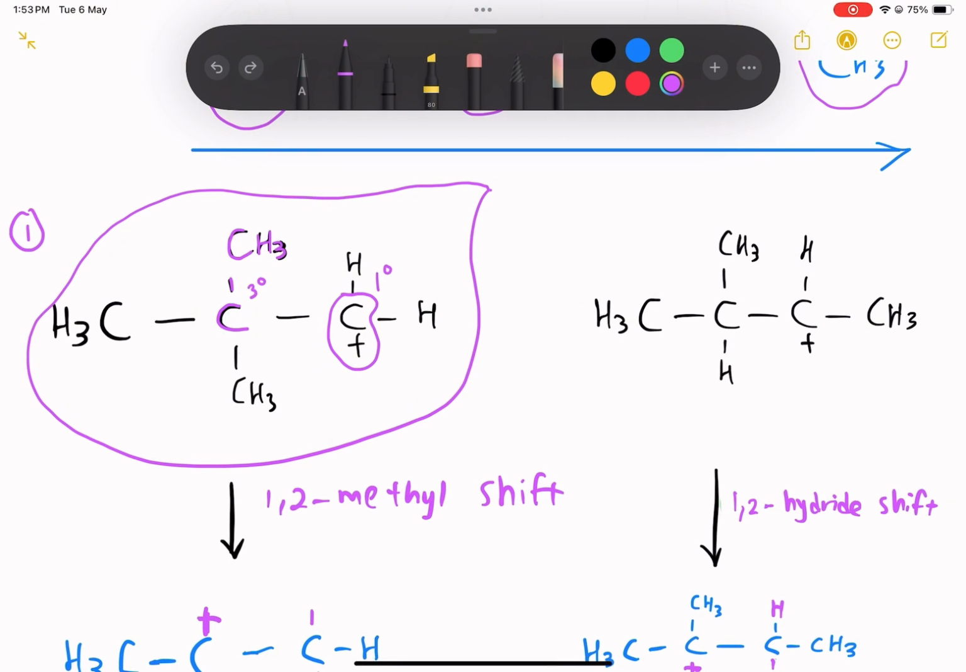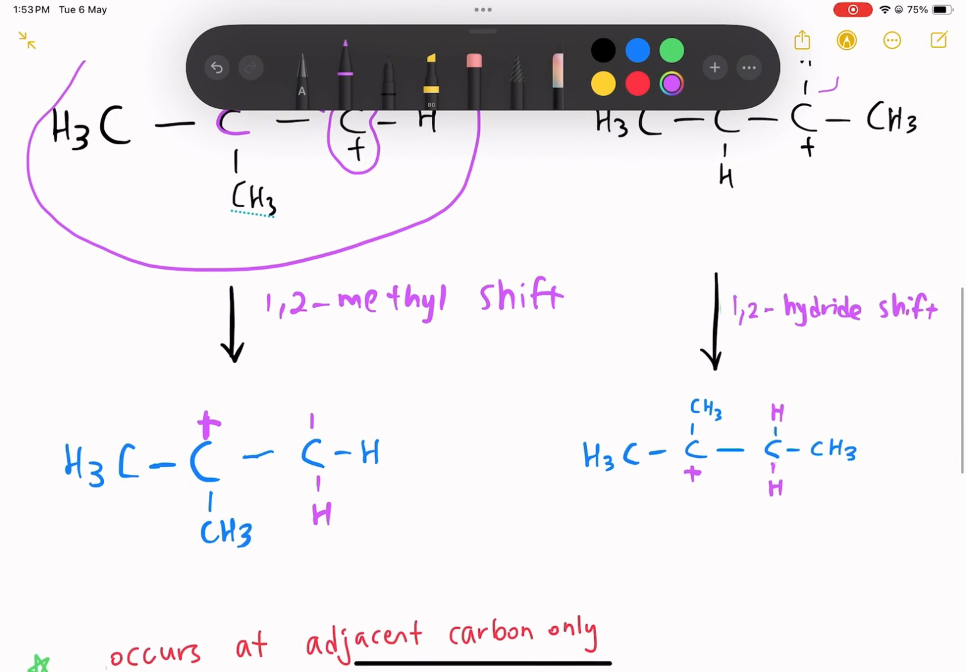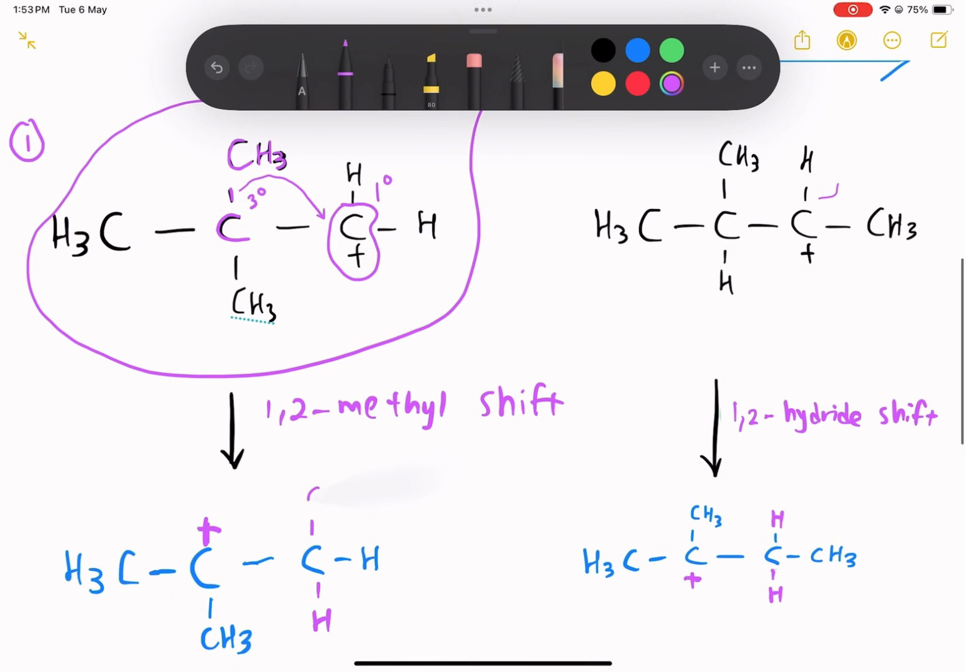But there are only methyl groups that attach to this C. So, to make the carbocation ion more stable, what it will do is that the methyl group, which is attached to this C, shifts to this carbocation ion. And the resulting compound will form something like this.